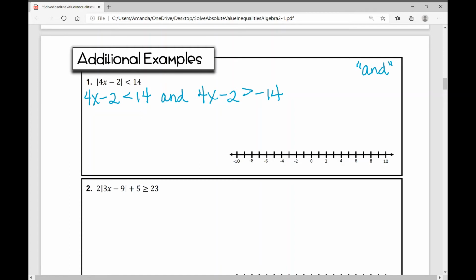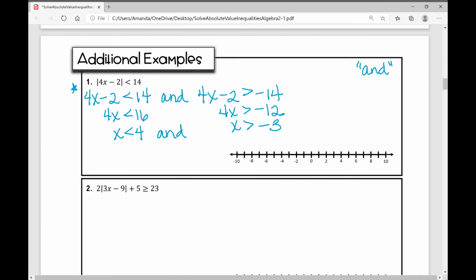So let's solve for the variable in this first inequality. If I add 2 to both sides, I get 4x is less than 16. And now if I divide both sides by 4, I get x is less than 4. There's one solution. Here's my other solution. 4x minus 2 is greater than -14. If I add 2 to both sides, I get 4x is greater than -12. If I divide both sides by 4, I get x is greater than -3.